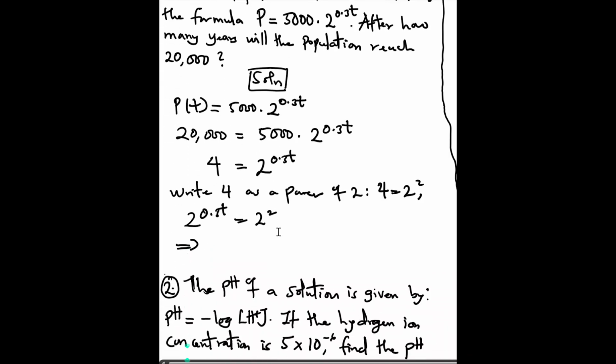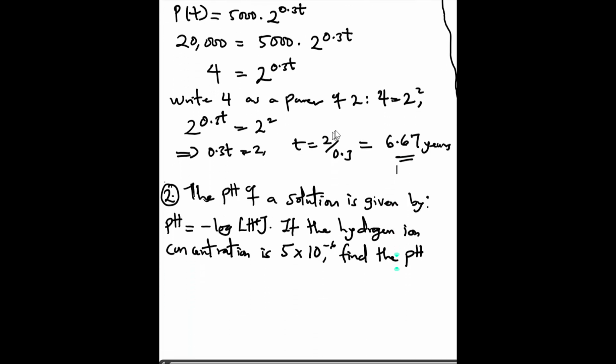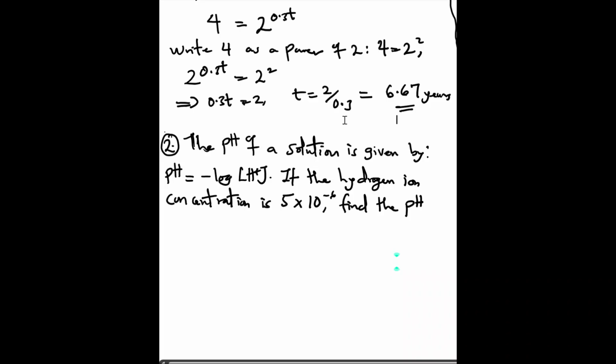And therefore we can say that 0.3t is equal to 2, right? So t is equal to 2 divided by 0.3. So the population will reach 20,000 in 6.67 years. Okay, so that will be the answer for that. So now let's do number 2.